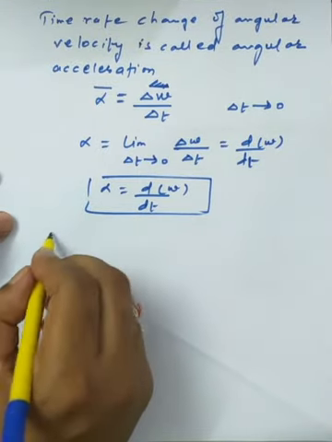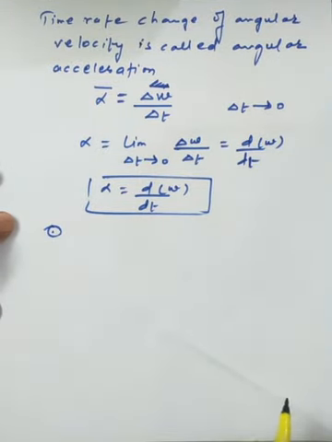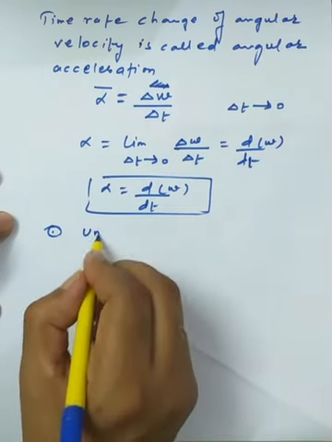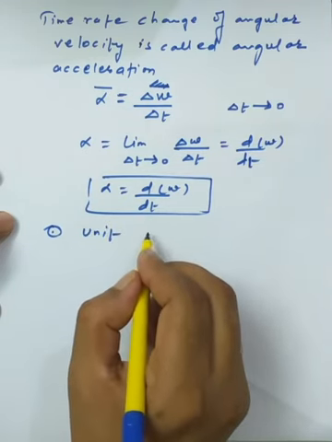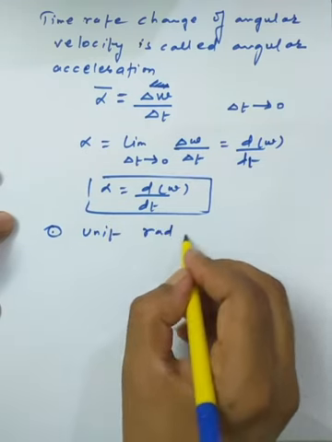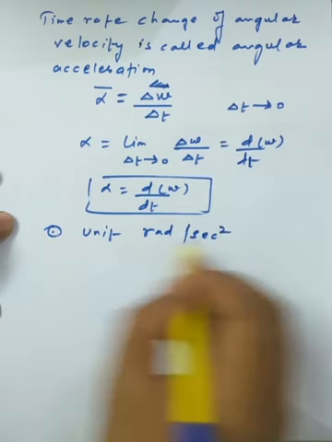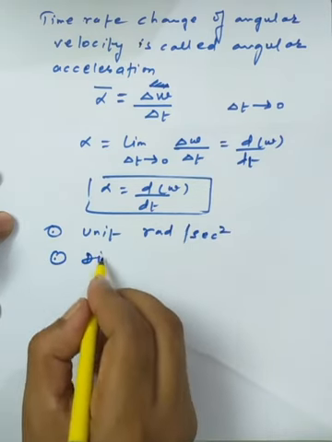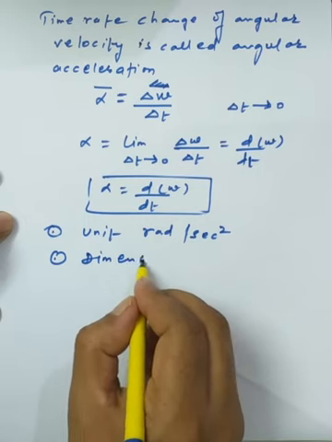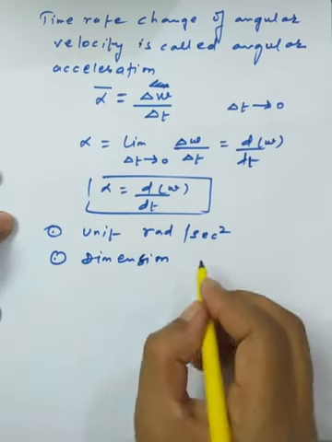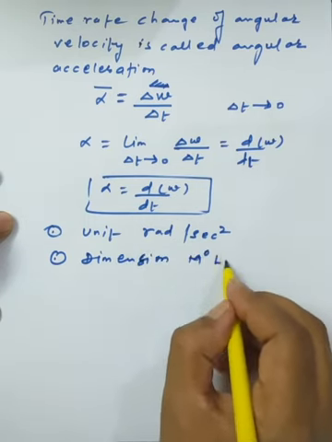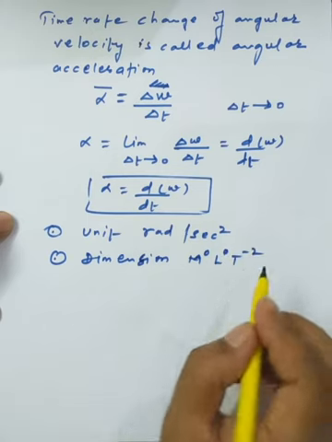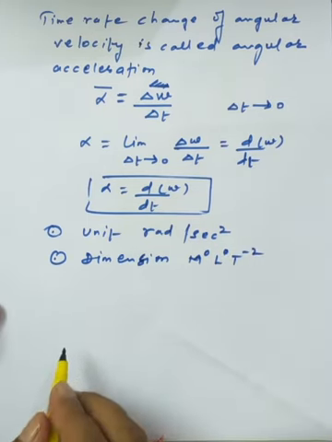Now if anyone asks what the unit and the dimension are: the unit is radian per second square, and the dimension is M^0 L^0 T^-2. It's the basic concept of the dimension we have.